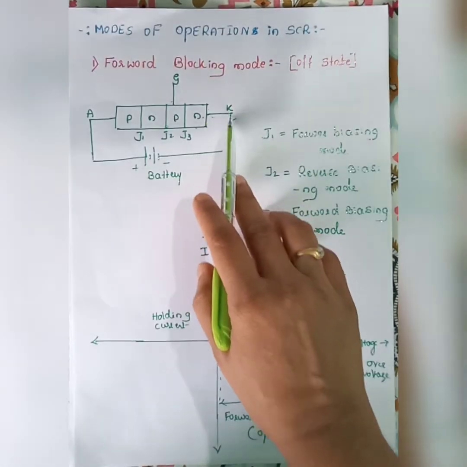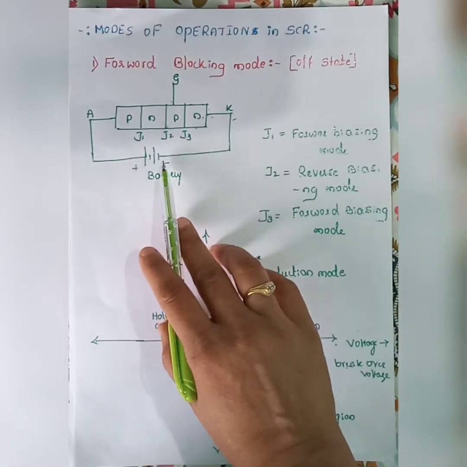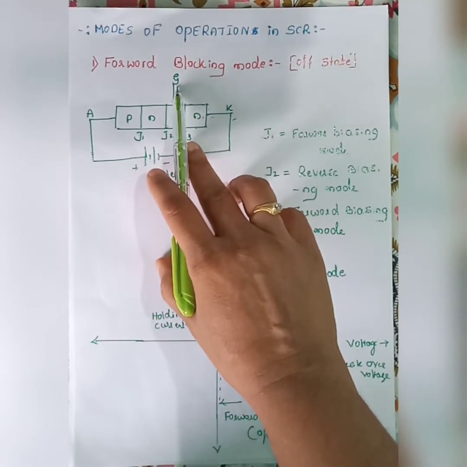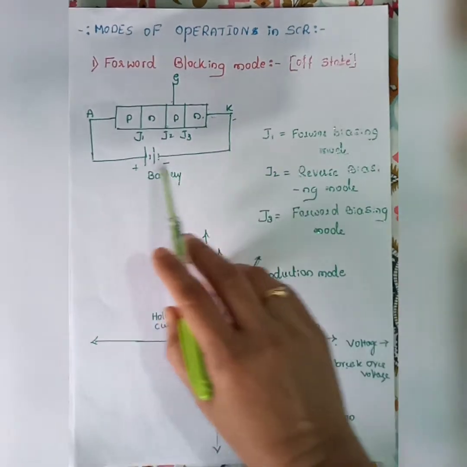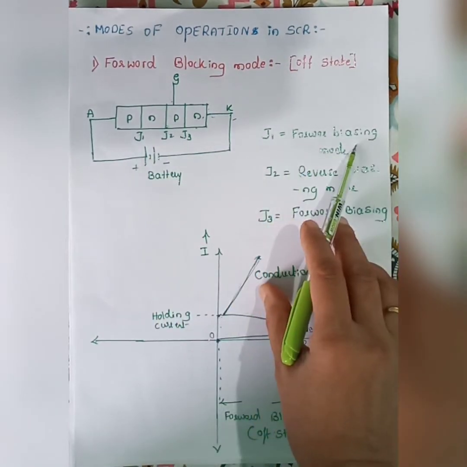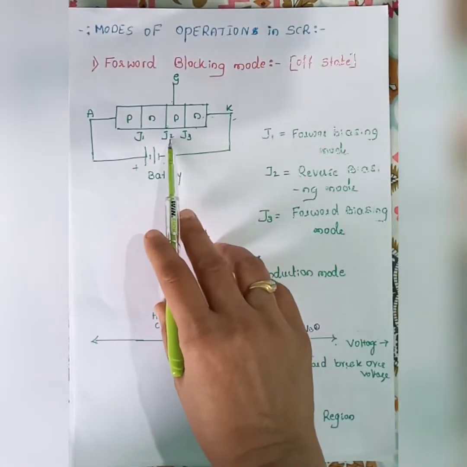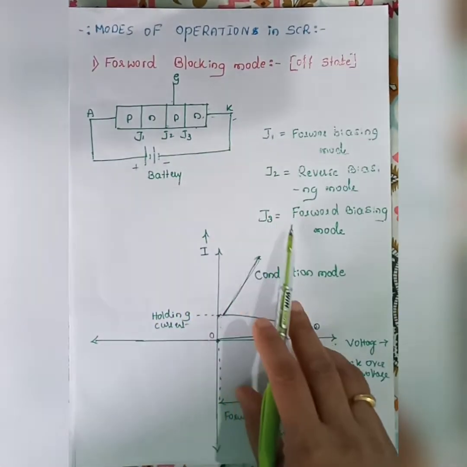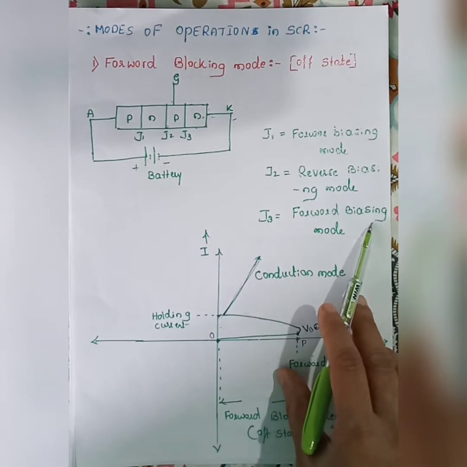Now here the anode of the SCR device is connected to the positive terminal of the battery, and the cathode of the SCR device is connected to the negative terminal of the battery, and the gate terminal is kept open here. Junction J1 is in forward biasing mode, junction J2 is in reverse biasing mode, and junction J3 is in forward biasing mode.